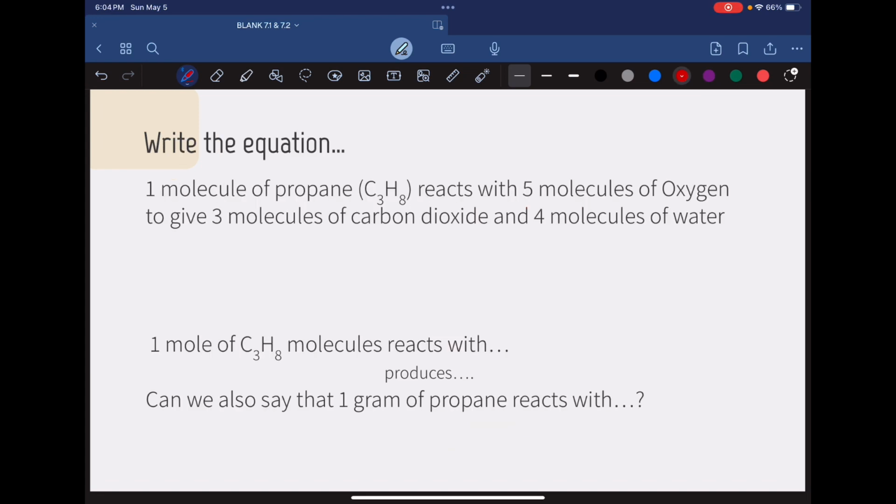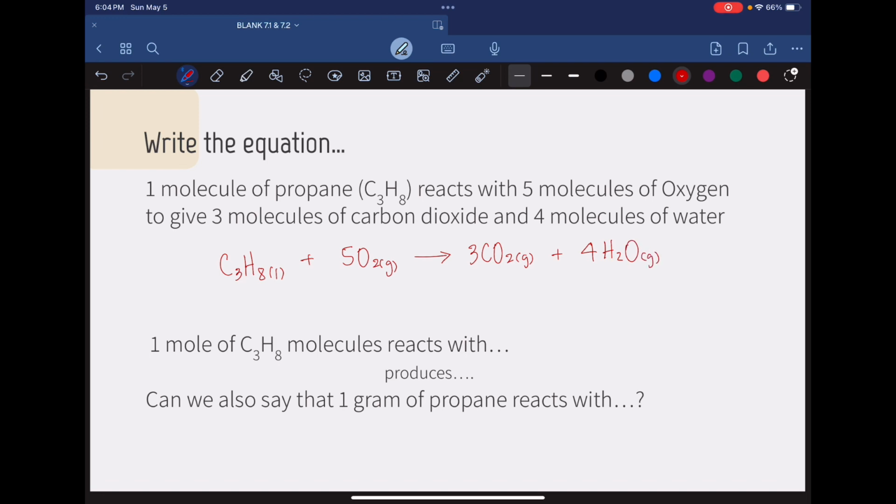1 molecule of propane reacts with 5 molecules of oxygen to give 3 molecules of carbon dioxide and 4 molecules of water. How would this look like as a chemical equation? Well, it looks like this. You have 1 molecule of propane, which is going to be a liquid. It's reacting with 5 molecules of oxygen, which is a gas, to give 3 molecules of carbon dioxide, which will be a gas, and 4 molecules of water, which is also a gas.